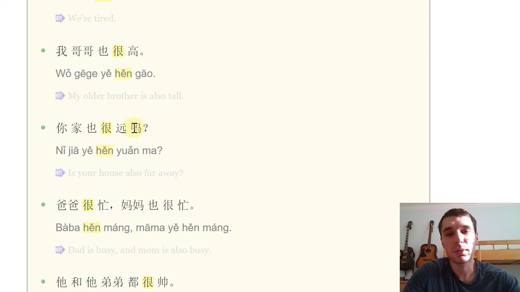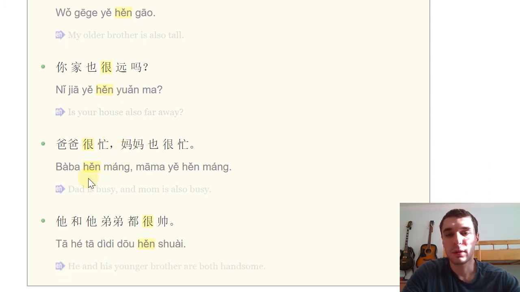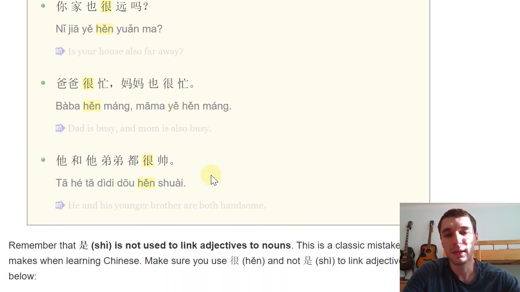Ma we use to ask a question. I can delete this ma and I will just say, then, your house is also far away. That's all. Okay, 爸爸很忙, Mama 也很忙. Dad is busy and Mom is also busy. So 忙 busy. And 很 we use to link 爸爸 and 忙. Okay, 也 means also.